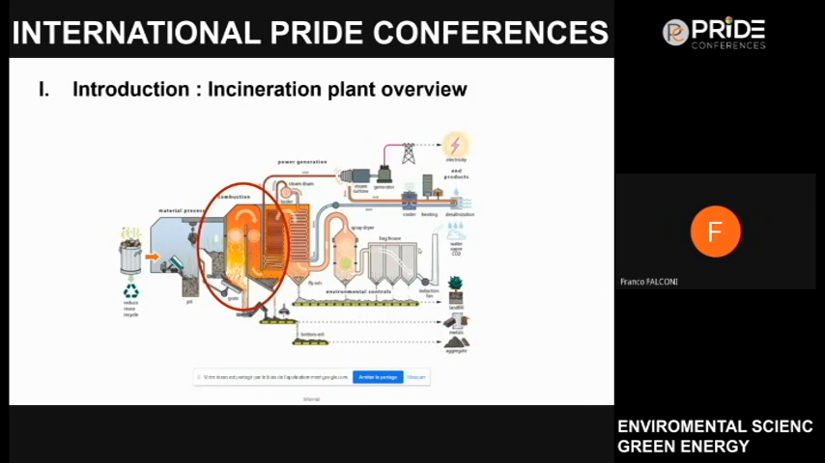And also, in some type of plants, we have cogeneration, which means that the remaining energy that is contained in the steam will be given to the municipal heating system.